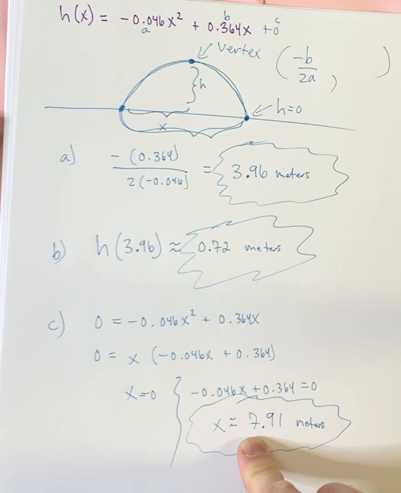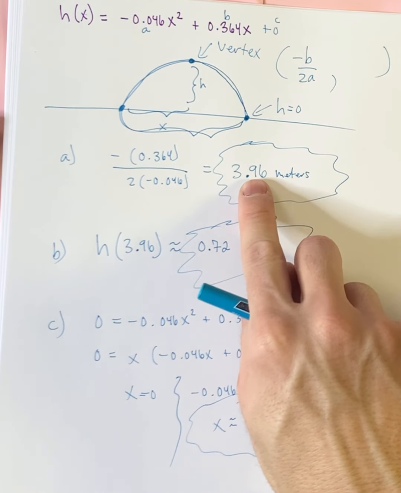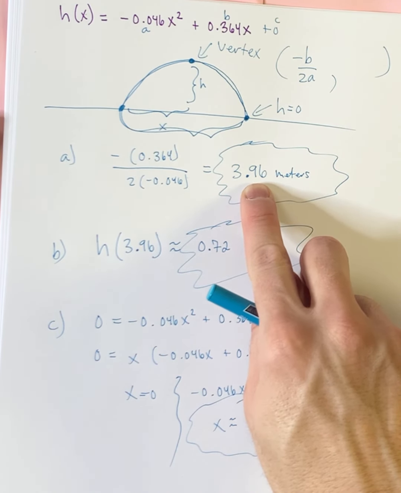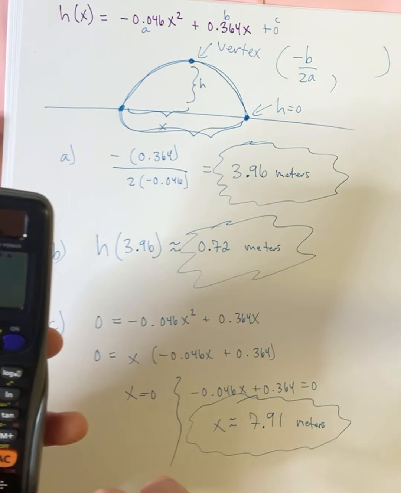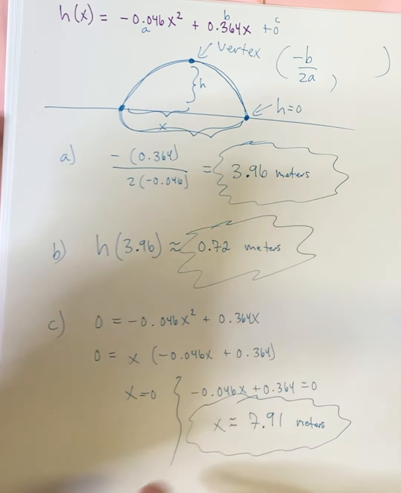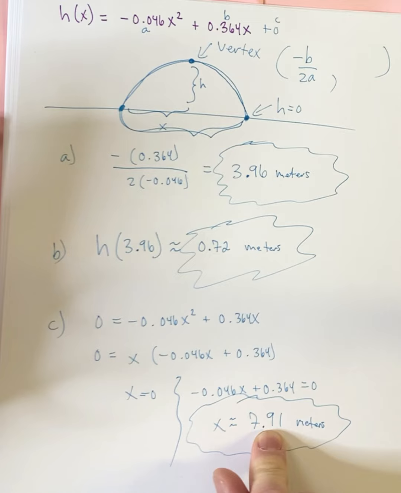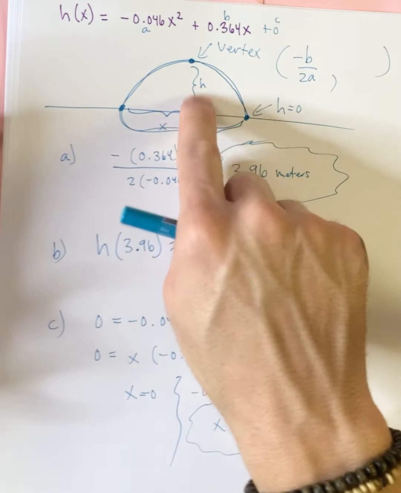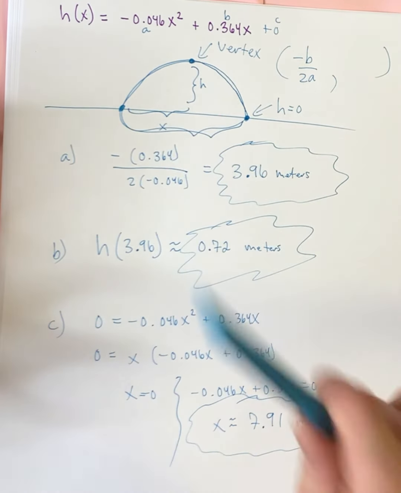Now, notice that it's not a coincidence that if you had taken your answer from part A and multiplied it by 2, you would have gotten something awfully close to this number here. So that's not a coincidence. It's just how the symmetry of parabolas works. But anyways, here are the results.